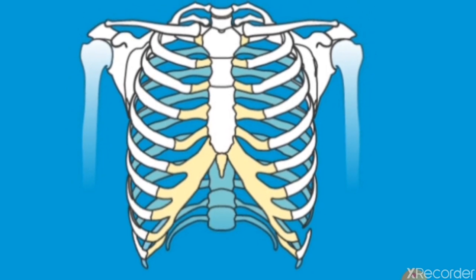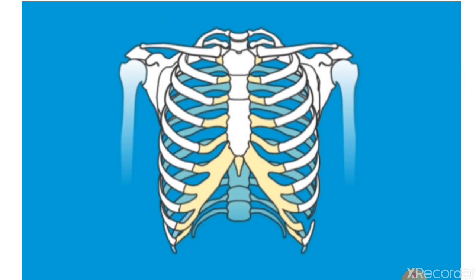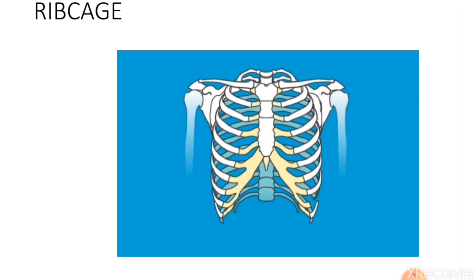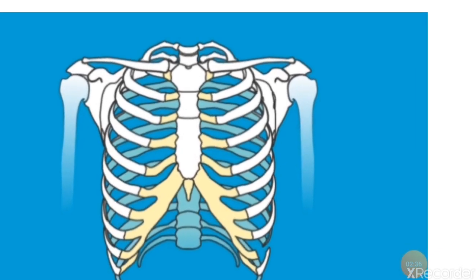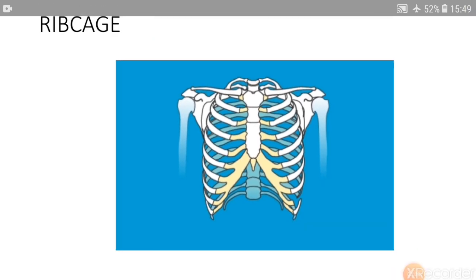Are all the ribs attached to the sternum? No, the last two pairs are not attached to the sternum. Only they are attached to the backbone. What are these two pairs of ribs called? These two pairs of ribs are called floating ribs, as they are not attached to the sternum and they are floating. So that's why the name floating ribs is given. See, in a very easy manner you can remember all these things.